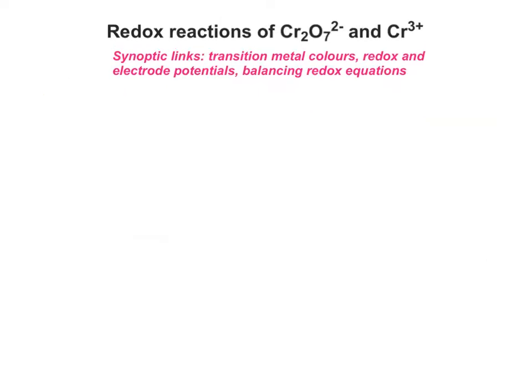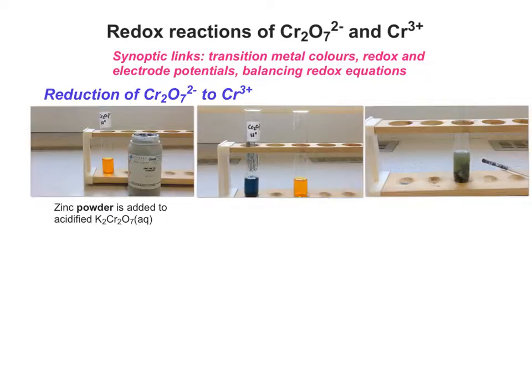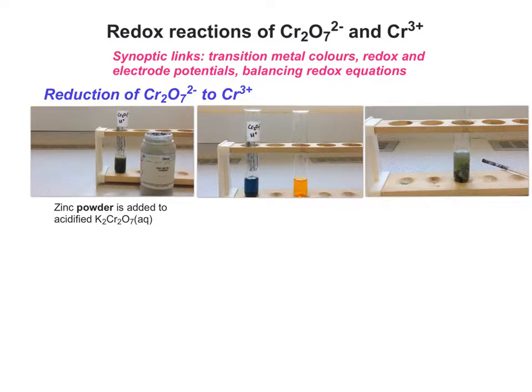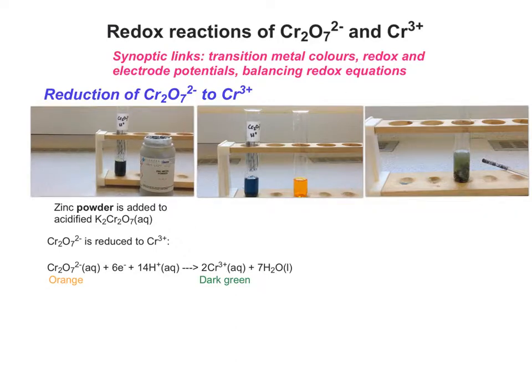So let's now have a look at chromium-based ions, Cr2O7 2-, dichromate 6, I should say, and Cr3+, chromium 3. So let's now have a look at dichromate being reduced to Cr3+. On the far left I've got a video clip I'm about to play. And here what I'm doing is I'm adding zinc powder to dichromate. So it's behaving as a reducing agent, so you can see an instant change in colour from orange to dark green.